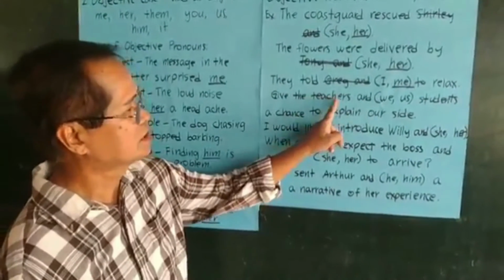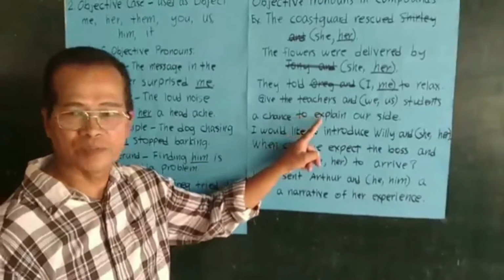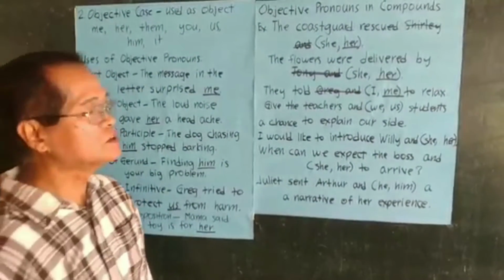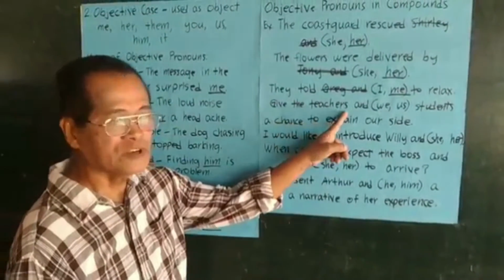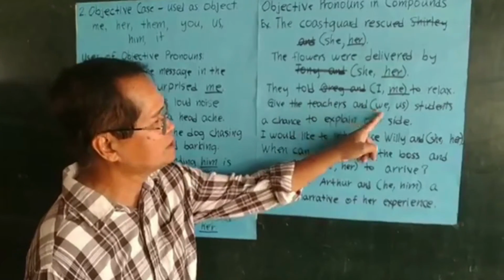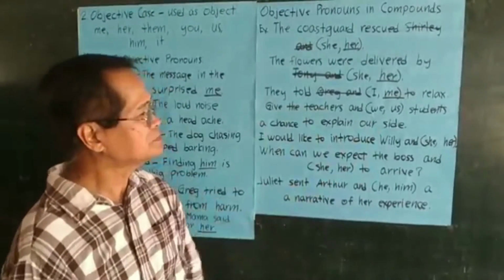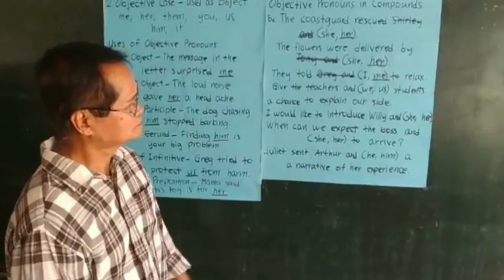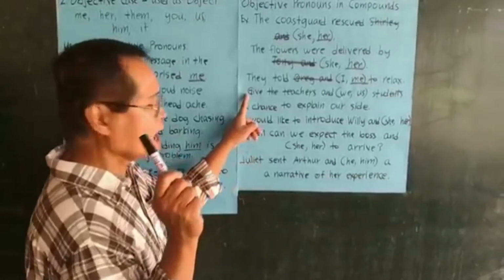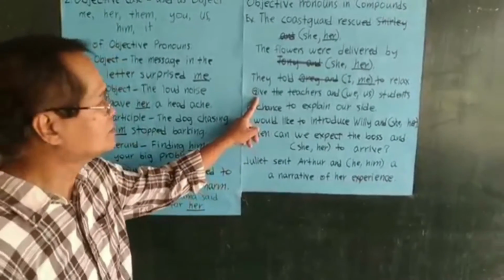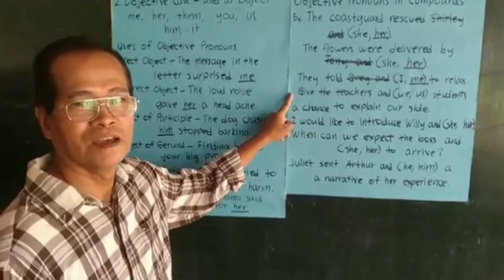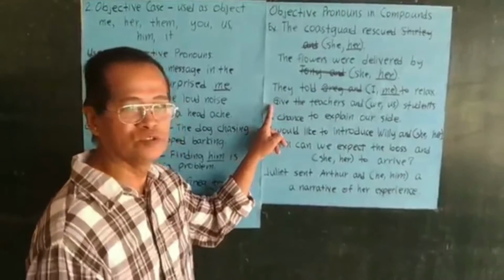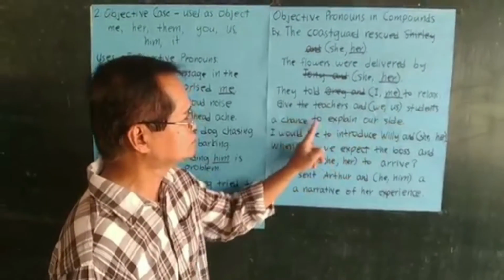Next, give the teachers and we as students a chance to explain our side. Now here, the problem is, it looks difficult to find the subject, isn't it? The sentence begins with a verb, give. So, our subject here is called imaginary subject. It is you. But in this case, it is automatically understood that the subject is you. You give the teachers and we as students a chance to explain our side.